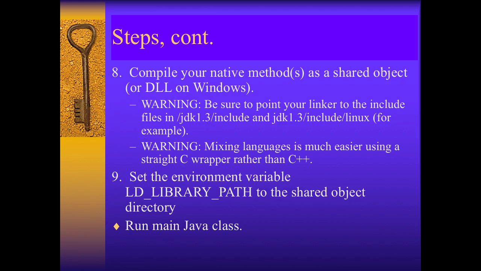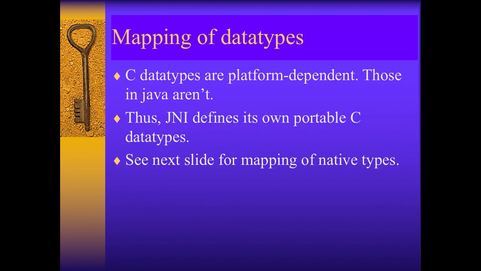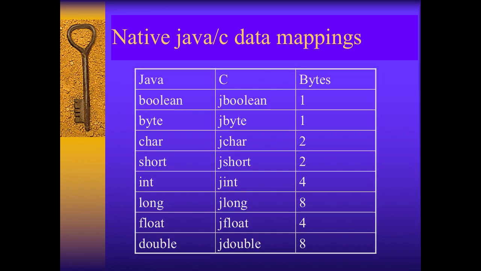If you're running these things from the command line, you can simply set up the load library path to the shared object library, and then things will just run on one platform. But if you truly want to get multi-platform capability, it's a rather more difficult problem. The mapping of data types is also tricky. C data types are typically platform dependent, and Java data types are not. So JNI requires a portable C data type, and it makes its own. And there is a mapping that occurs between one data type and the other.